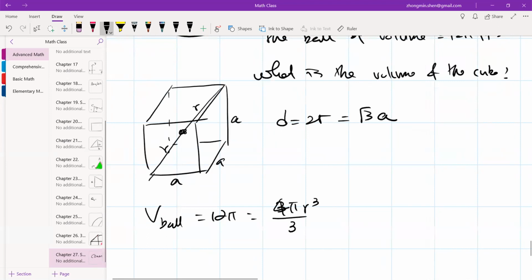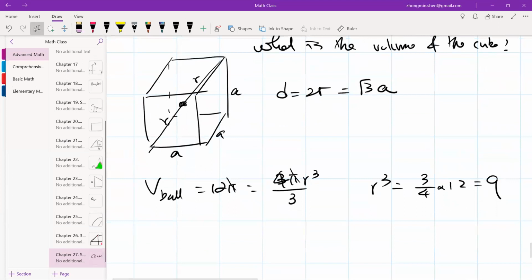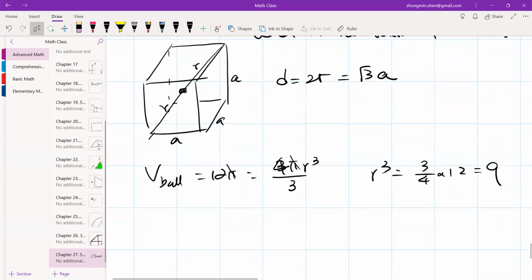All right. So from here, pi cancels out. R cubed is going to be 3 over 4 times 12, and it's just 9. Sorry, it's not a good number. It's 9. Anyway, we use that. All right, so now how do you simplify? R cubed is 9. You don't need to write down R equals something. I just know the factor.